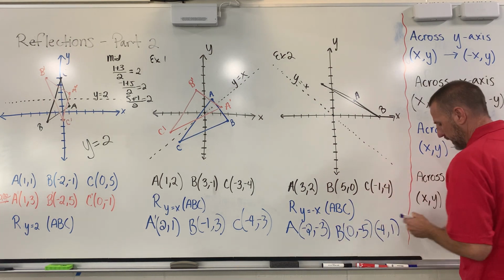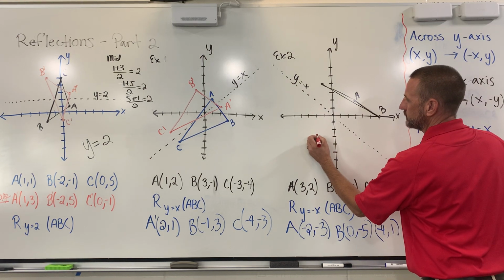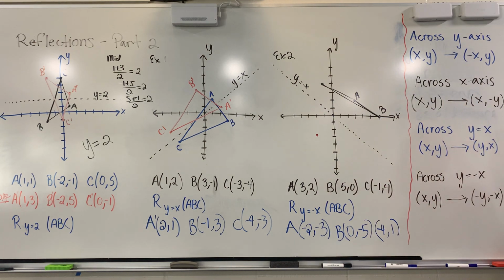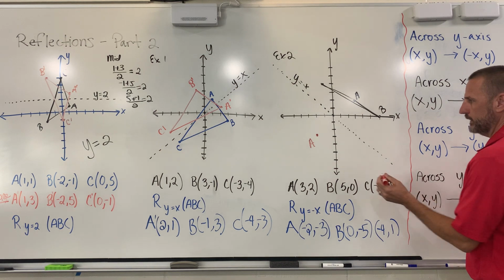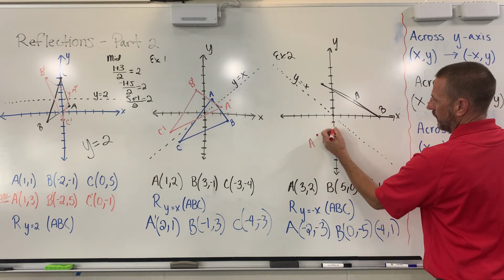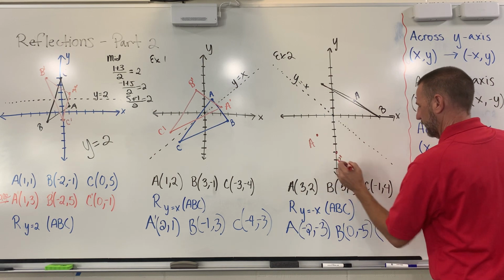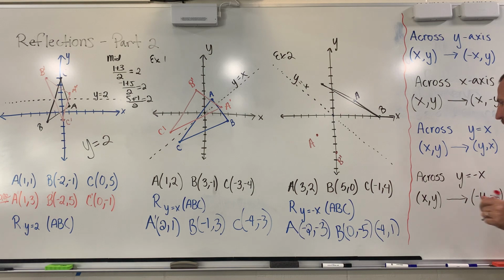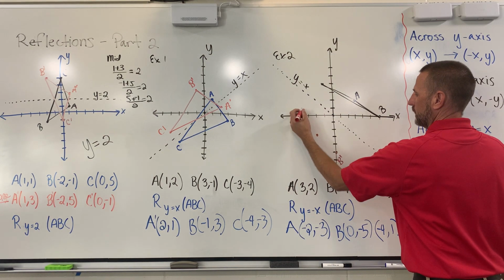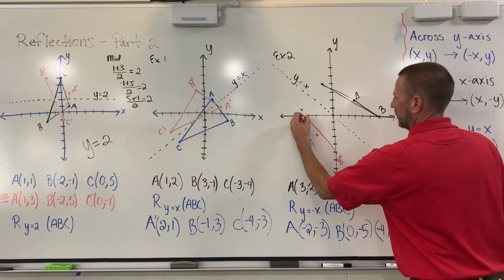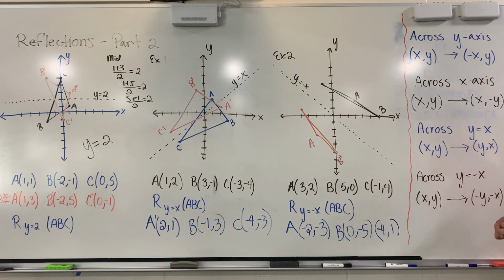So the first one, negative 2, negative 3. And that's A prime. All right, next one, 0, negative 5. That's 1, 2, 3, 4, 5. That's B prime. And then the last one, negative 4, 1. So back 4, up 1. And that's a win, that's it.